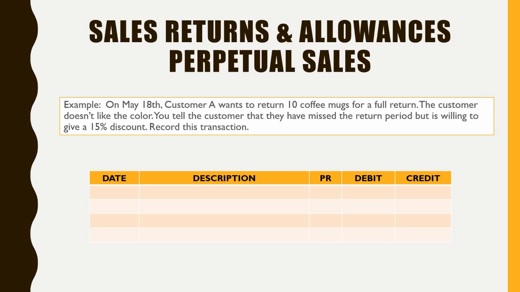So it's still going to be, I think, the sales returns and allowances. Correct. The amount, you said $750. What is the tax on that $750?